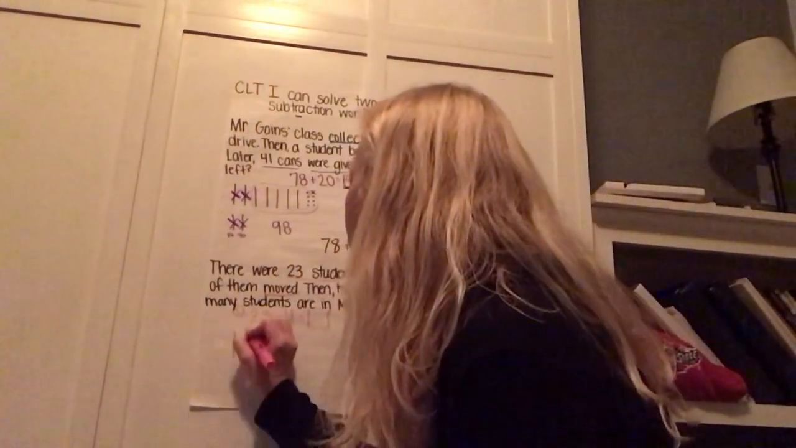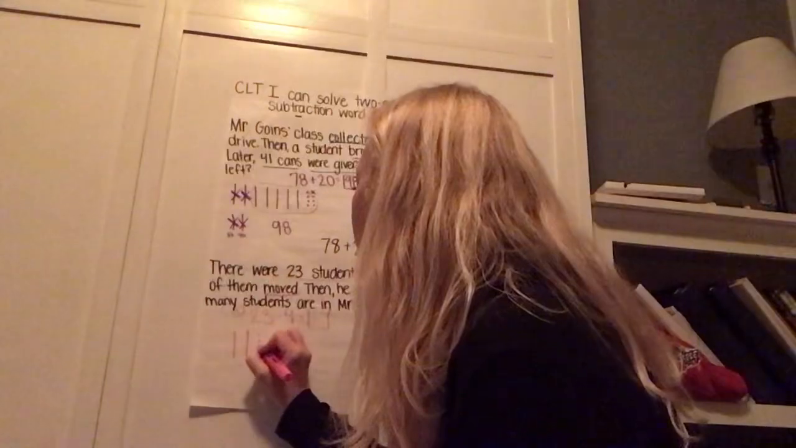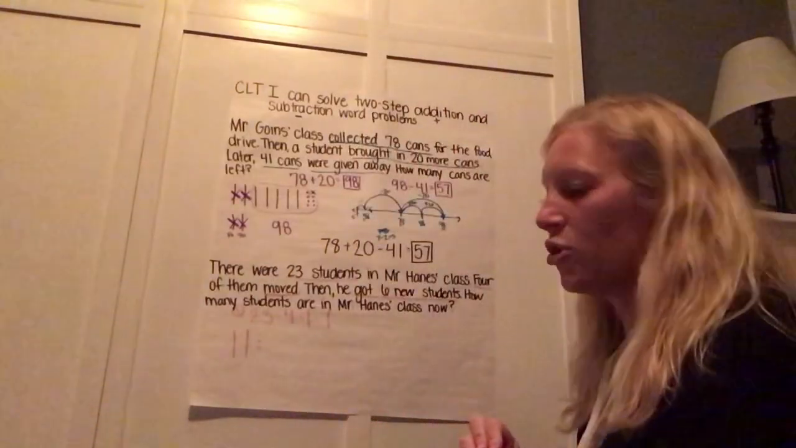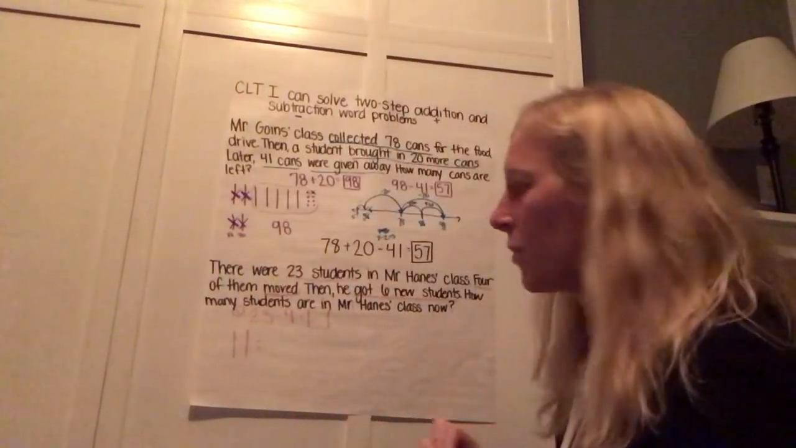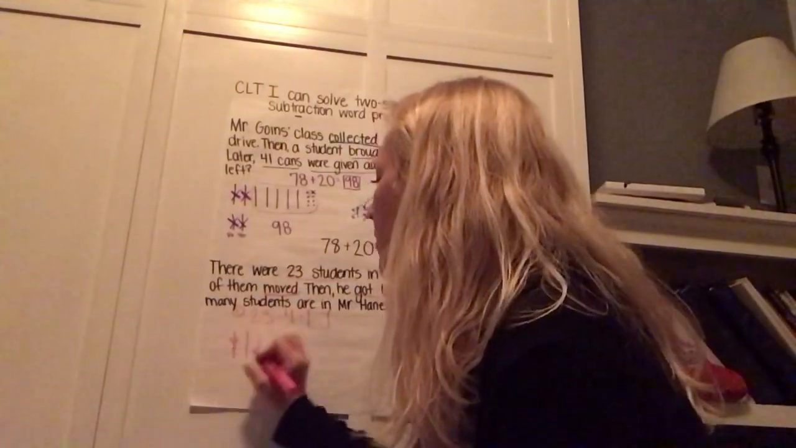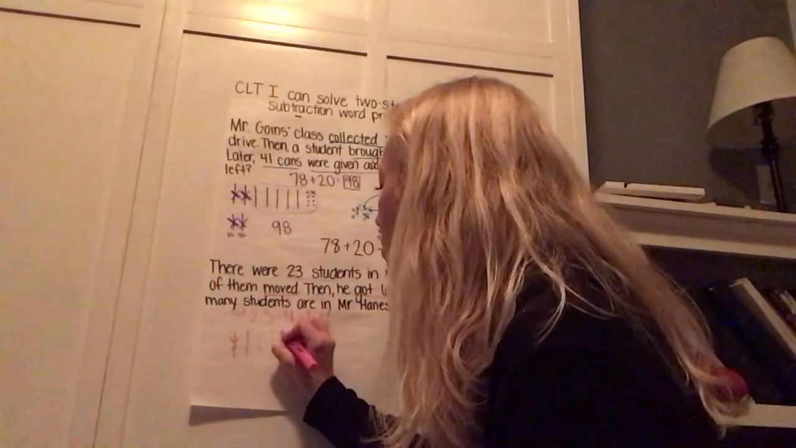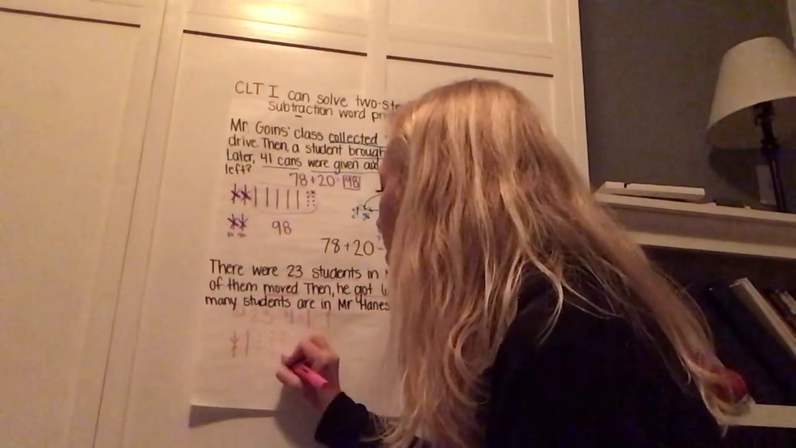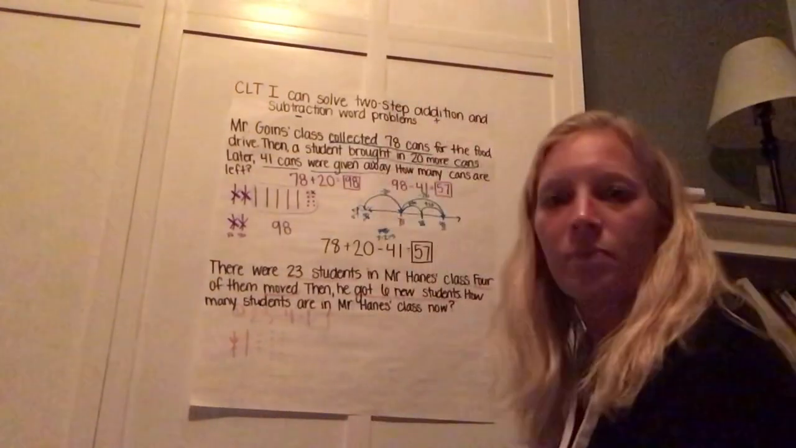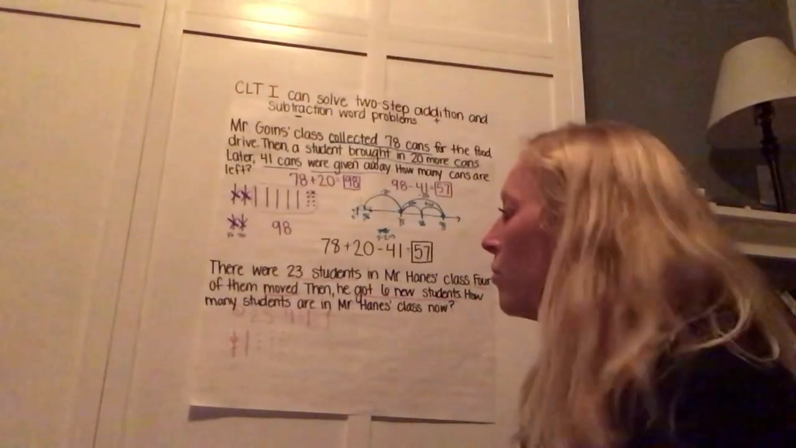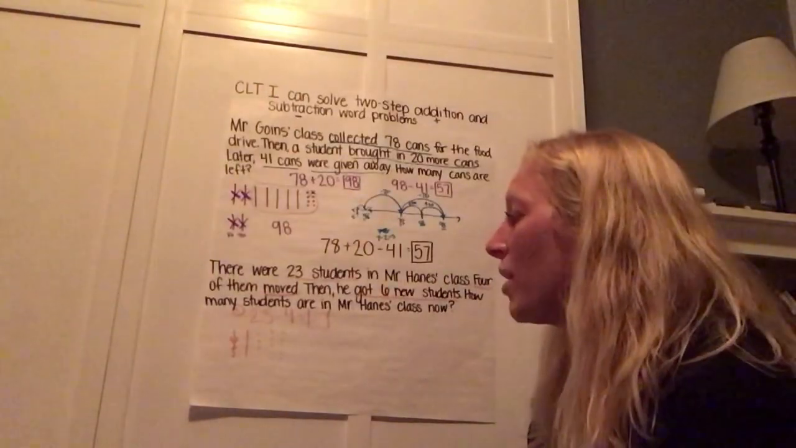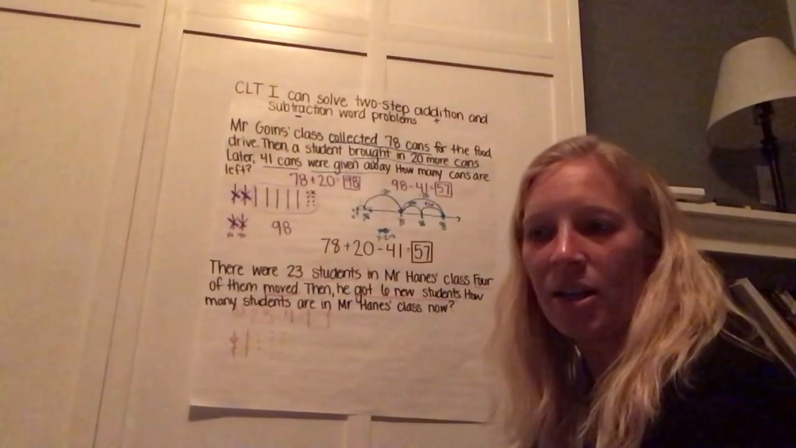Okay. What did you do after you had your 23? Interesting. Why did you break up? Why did you cross off the 10 and draw 10 ones? Because you need to take away 4 ones and you only had 3. Did anybody else do that?